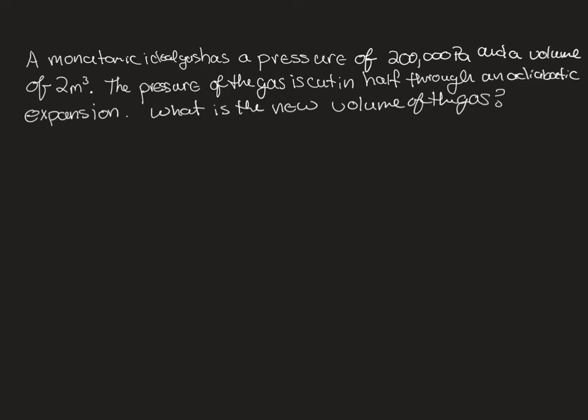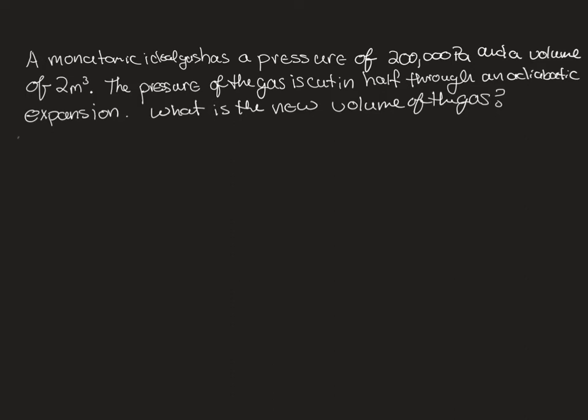In this video, we're looking at the problem: a monatomic ideal gas has a pressure of 200,000 pascals and a volume of 2 meters cubed. The pressure of the gas is cut in half through an adiabatic expansion. What is the new volume of the gas? Alright, let us look through the problem for important information.